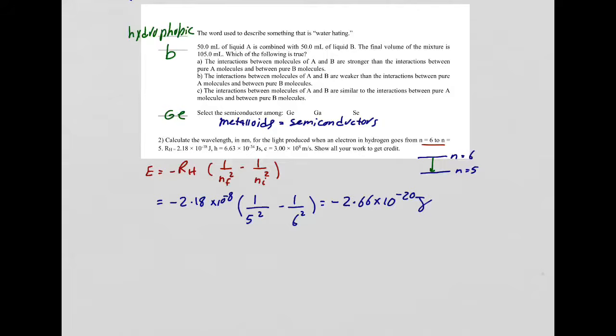Every time you have an n value, this is the only equation you know. This is the Rydberg constant. Put it in. My n final is 5. My n initial is 6. And I get this energy.